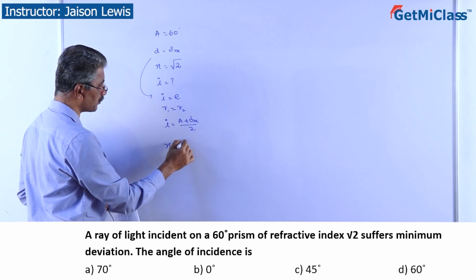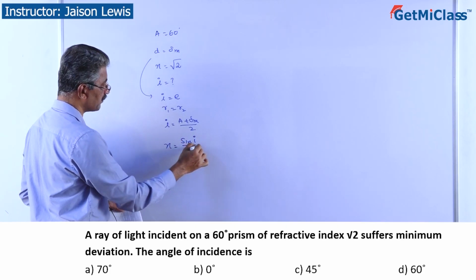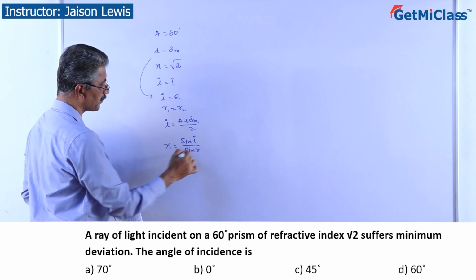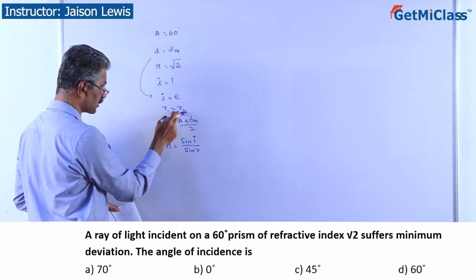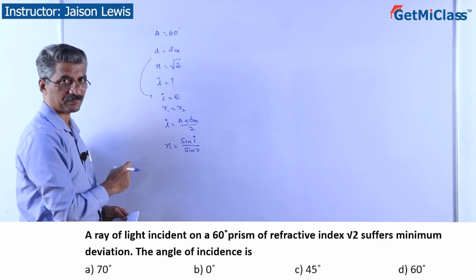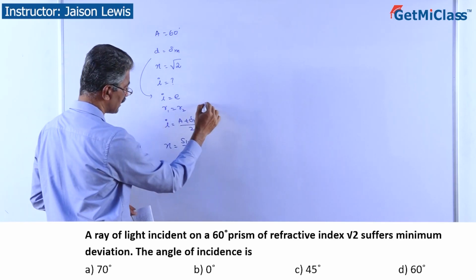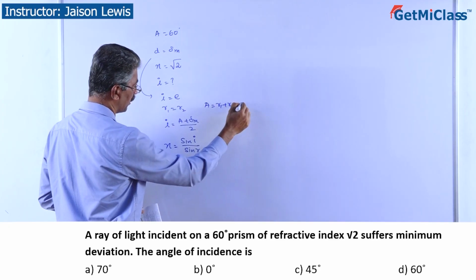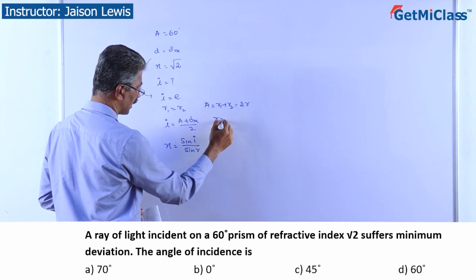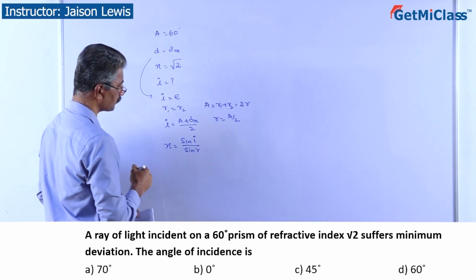Therefore, N is equal to sin I divided by sin R. Since there is a minimum deviation, I is equal to E, and R1 is equal to R. Therefore, I write it as R. But we know A is equal to R1 plus R2. In this case, both are equal. Therefore, it's 2R. Hence, R is equal to A by 2.